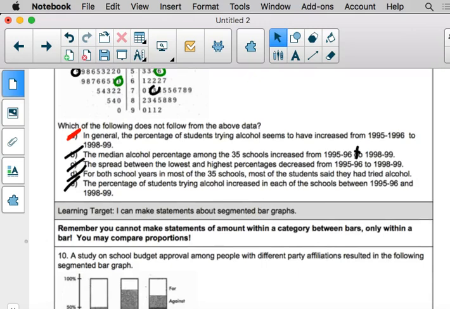All right. So segmented bar graphs. Remember, you cannot make statements about amounts within a category between bars, only within a bar. Between bars, you should really only be comparing proportions, unless you know that each bar has exactly the same total. Okay, so here for number 10, a study on school budget approval among people with different party affiliations resulted in the following segmented bar graph.